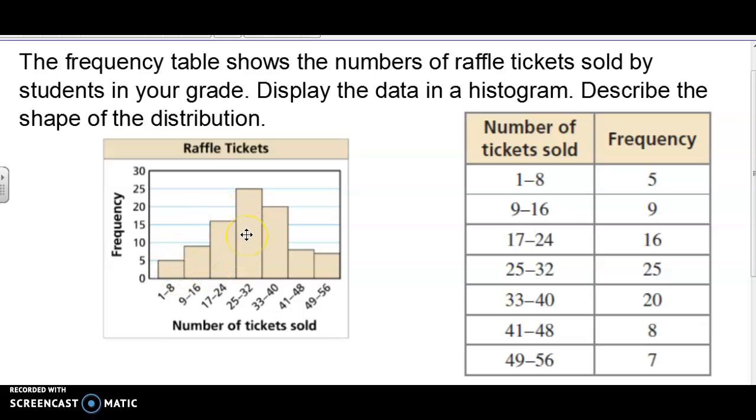If you look at this, we have to describe the shape of the distribution. So let's look at it. It looks like we have most of the data right here in the middle. On the right-hand side and left-hand side, they look a little bit off, but they look pretty much the same. So this would be symmetric. The distribution would be symmetric. I know you might be saying it's not exactly the same, and you're right, it's not exactly the same, but it's symmetric because it's close to being the same on both sides. So the shape of the distribution for this one would be symmetric.